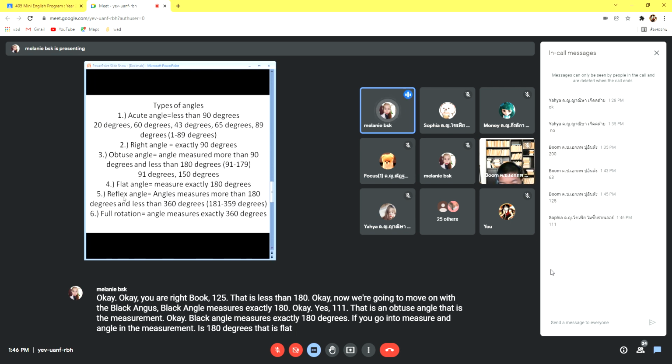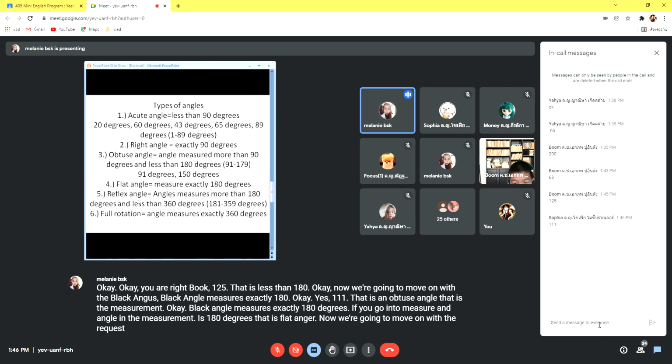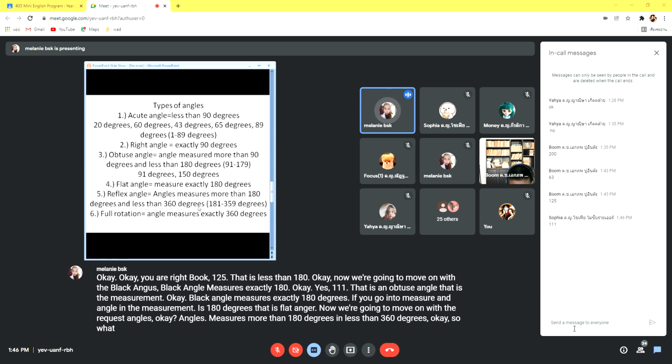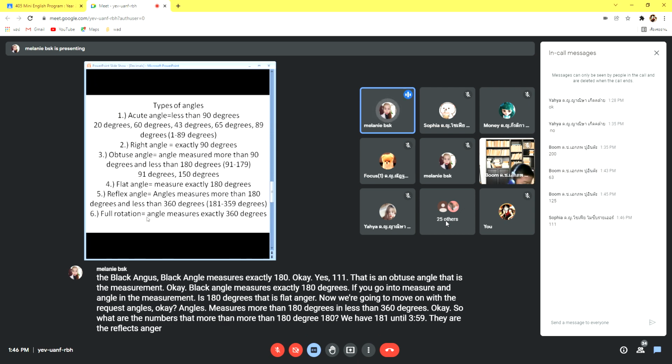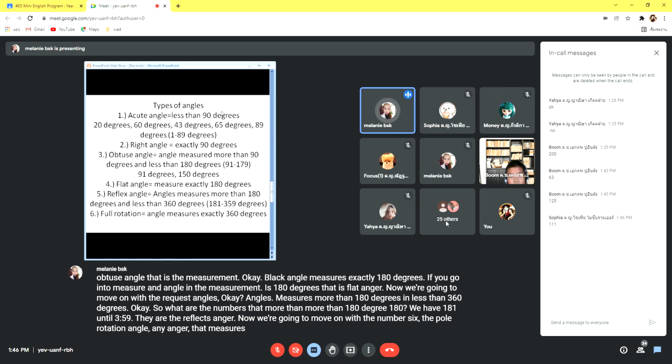Now we're going to move on with the reflex angle. A reflex angle measures more than 180 degrees and less than 360 degrees. The numbers more than 180, 181 until 359, are reflex angles. Now number 6, the full rotation angle. Any angle that measures 360 degrees is a full rotation angle.